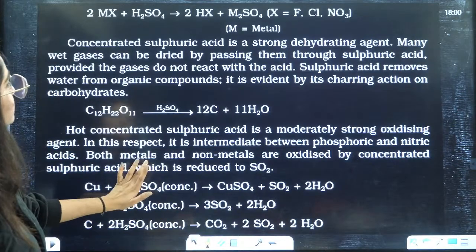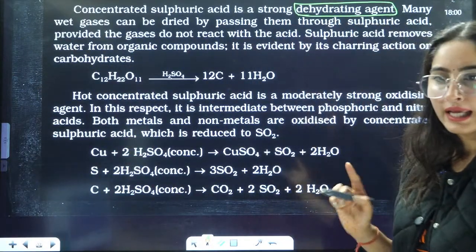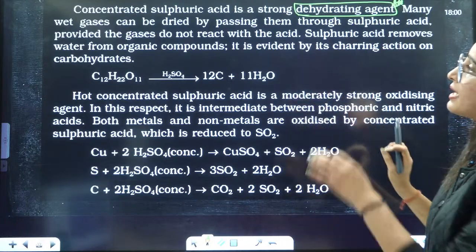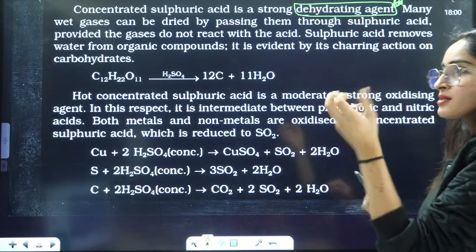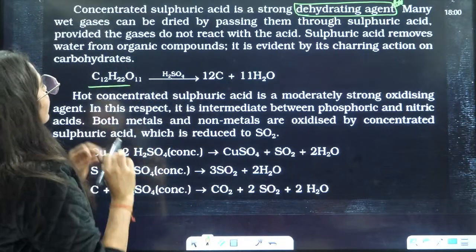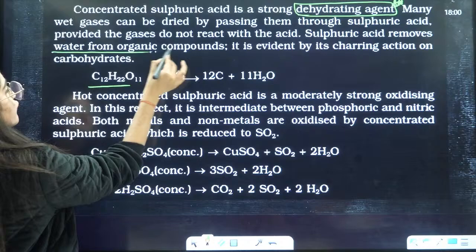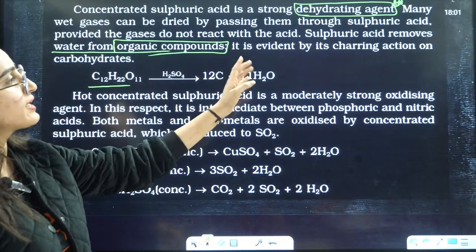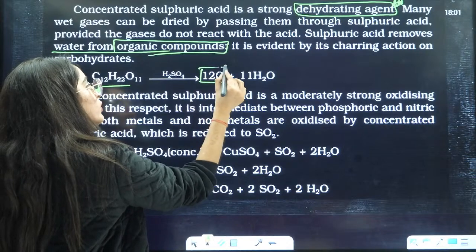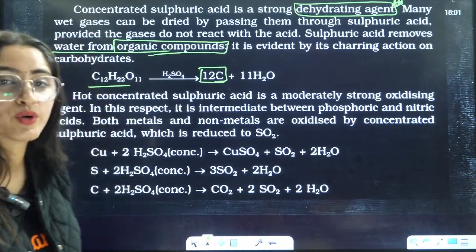Now, here we are talking about its dehydrating agent quality. It's a very good dehydrating agent. One important point to note down: many wet gases can be dried by passing them through sulfuric acid. It's such a good dehydrating agent. It will take out water from everywhere, right? For example, sulfuric acid dries gases, provided the gases do not react with the acid. Sulfuric acid removes water from organic compounds. It is evident by its charring action on carbohydrates, right? It will take out water from there and will produce only carbon, right? We will only be left with carbon here. It is such a good dehydrating agent.